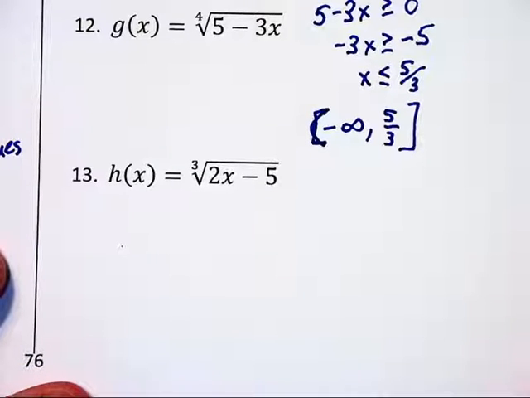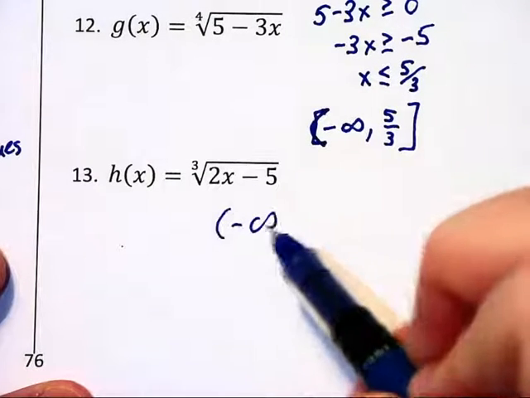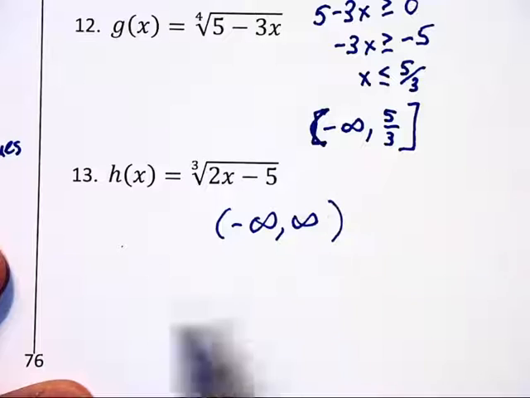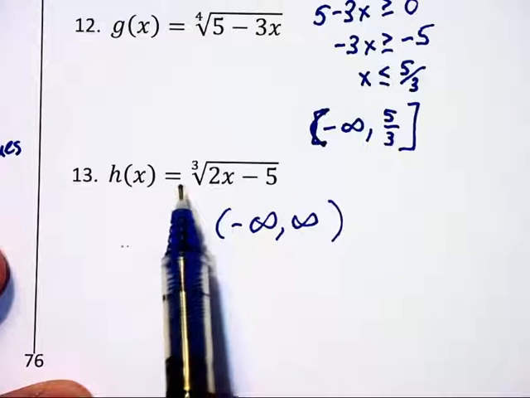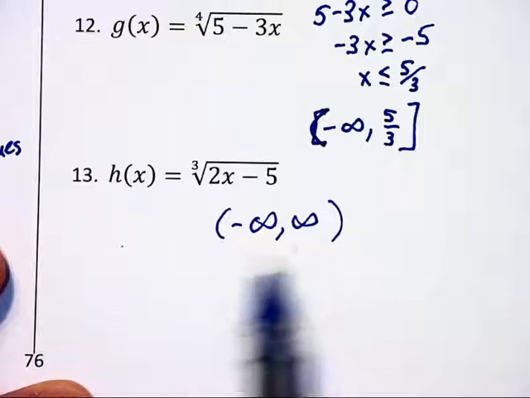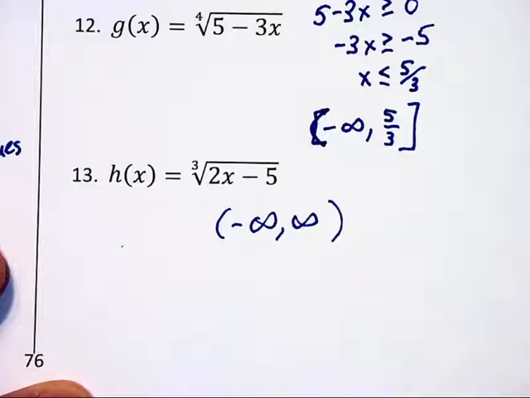For problem number 13, automatically the answer is all real numbers. No thoughts about it because the index is odd and we're allowed to have negatives and positives both inside of our radical, and so there are no restrictions.